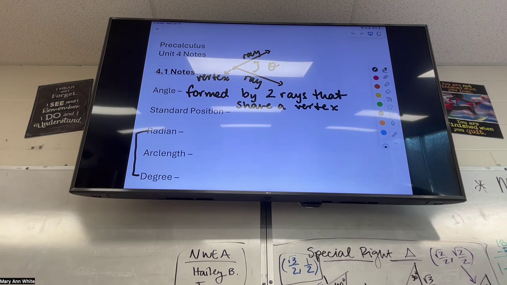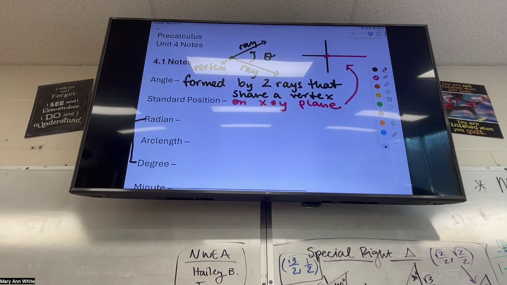Okay, now that's how we're used to seeing angles. Now we're going to do them in standard position, which is on an X and Y plane. So when it's on an X and Y plane, I'm going to draw it up here. I'm going to draw my little X and Y axes. When I draw an angle in standard position, one of your rays is always, always, always the positive X axis. And if you remember from our unit circle, that was our 0 degree angle, which makes sense.